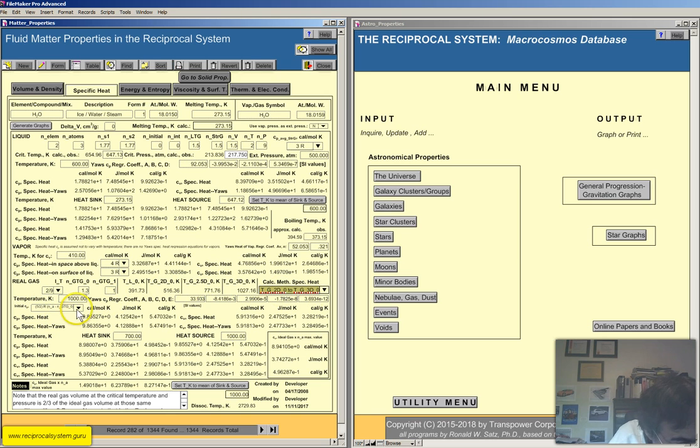And then the initial values, you have a whole series of choices here, so you're going to choose that. And then finally we get the specific heat, cal per mole K, joule per mole K, cal per gram K. And you can see it's very close here, Yaw's and the reciprocal system calculation in this case. And then we have C sub V, specific heat, and C sub V, Yaw's specific heat. Again, very close. And then we have our usual heat sink and heat source calculation, where we calculate the C sub P specific heat from the reciprocal system, from Yaw's, and then C sub V.